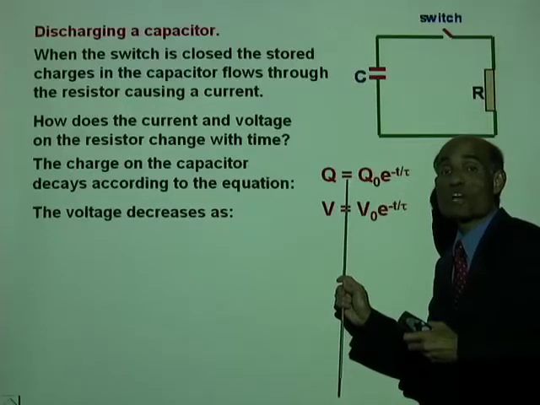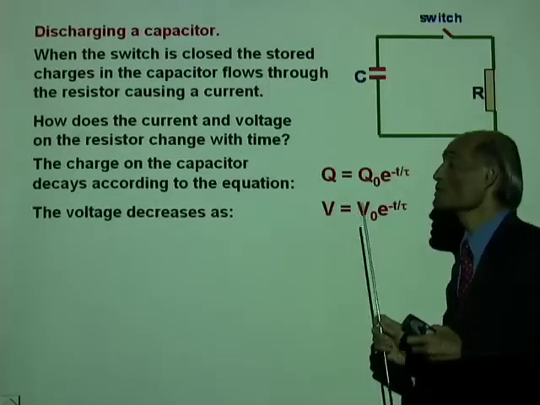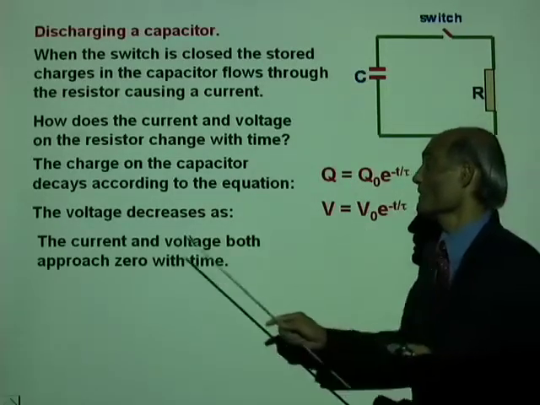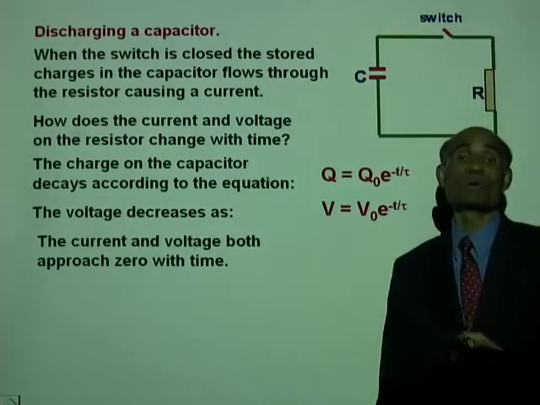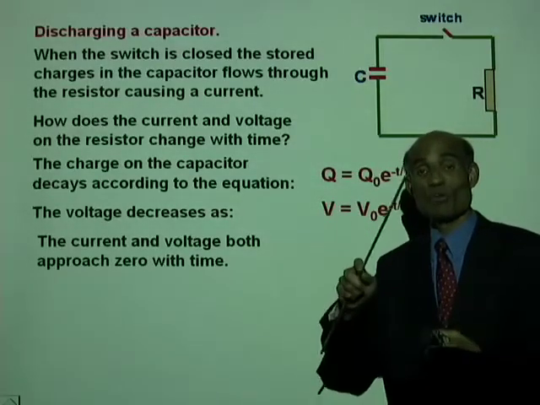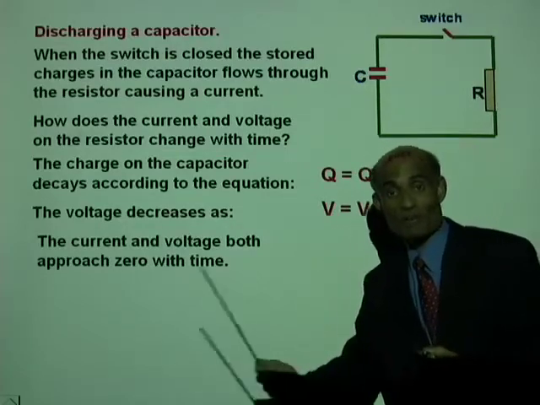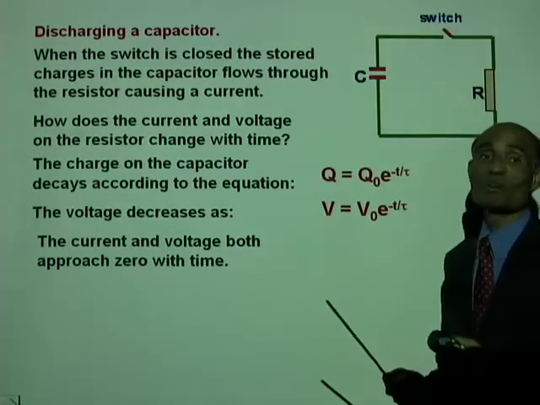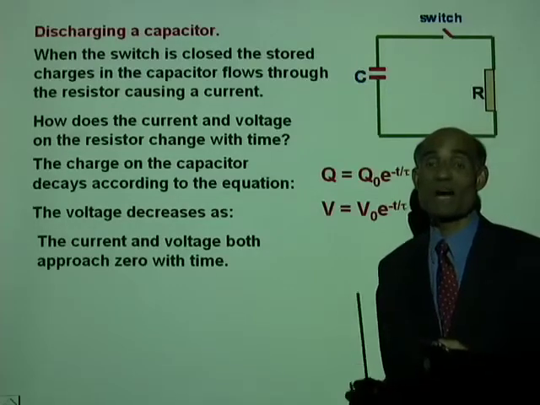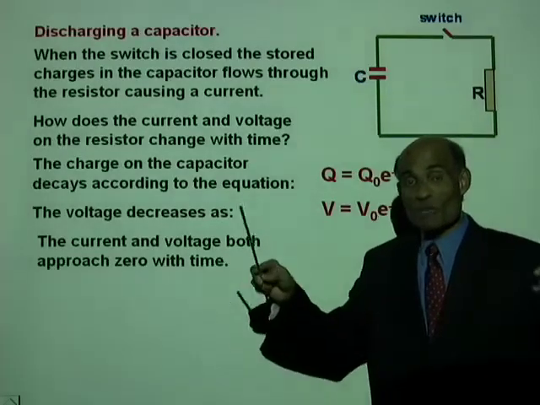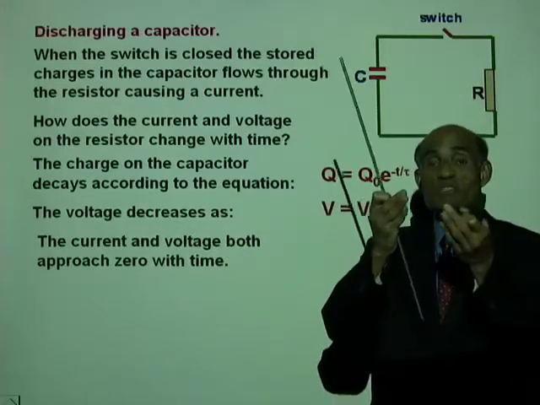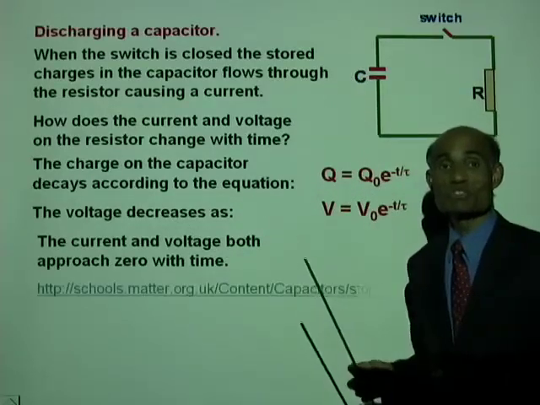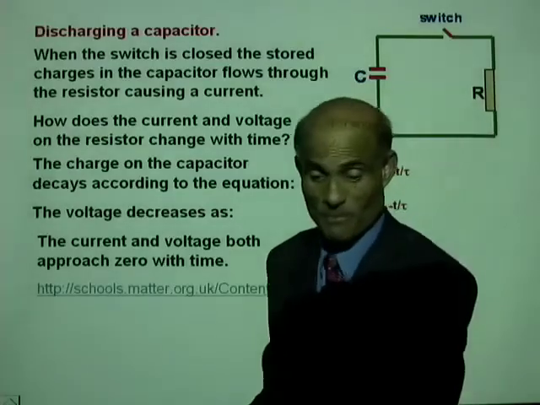As the amount of charge increases, the voltage also increases. The current and voltage both approach 0 with time. So as voltage decreases, the current also decreases, both approach 0 with time. So you must now be able to talk about the process of charging a capacitor and discharging a capacitor.